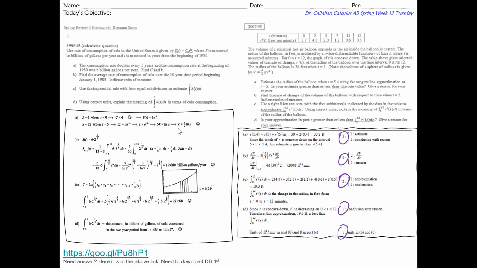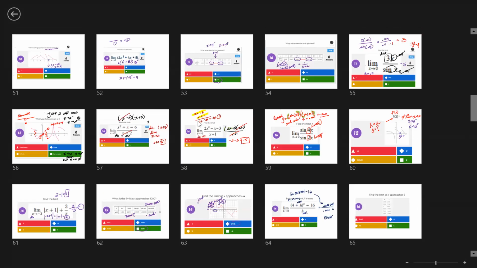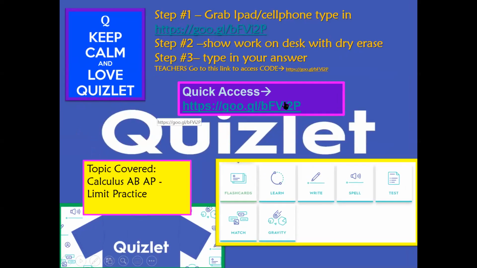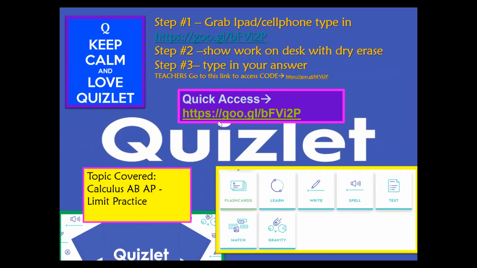All right, you guys, if you're done with this, the next thing I would like you to do is your Quizlet, which is the last part. All you have to do is go to this link right here and type that in with a capital F, capital V, capital P. Once you get on there, what you have is practice on limits. So what I want you to do is go over these 20 cards and practice on your desk. Once you're done with them, take a look at the answers, evaluate this, look at the answers.